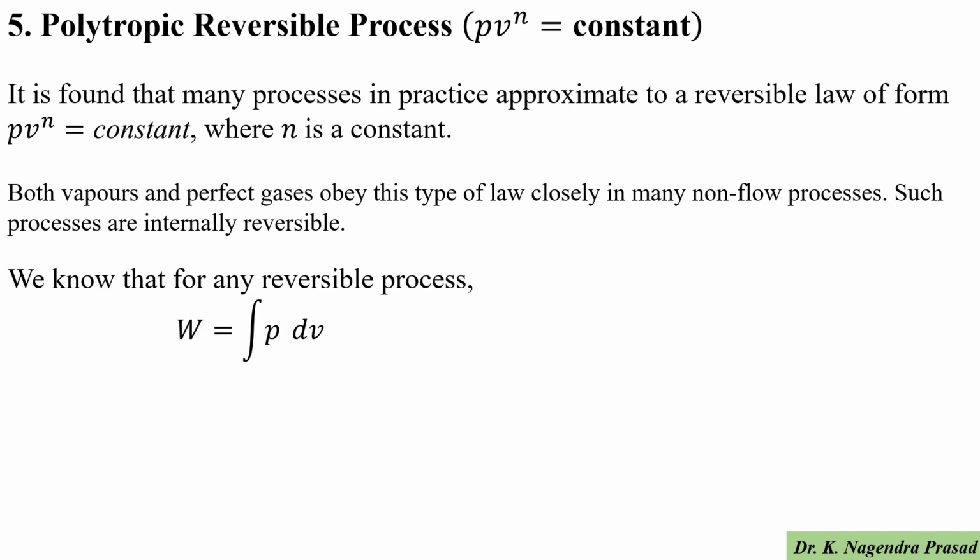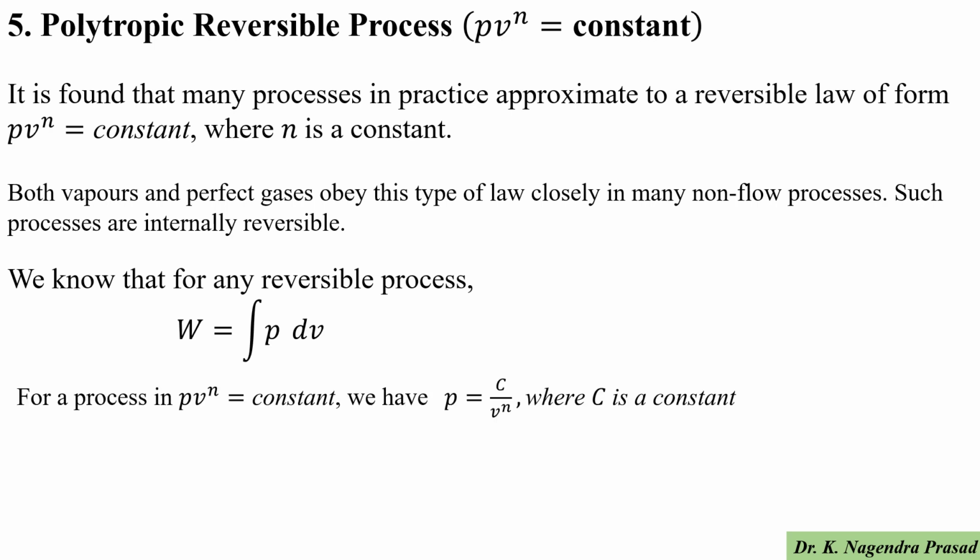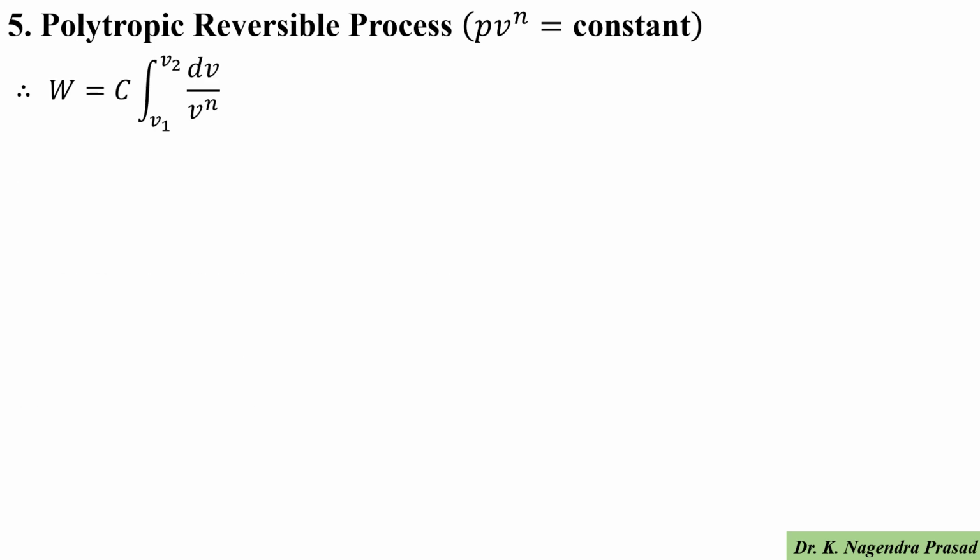And we know that for any reversible process, work done W equals the integration of P dV, and for the polytropic process, the relation between P and V is PV to the power n equals C. Then we can write P equals C divided by V to the power n, where C is a constant. Then substitute this P equals C by V to the power n. Then work done W equals C times the integration from V2 to V1 of dV divided by V to the power n. Next we have to integrate this.